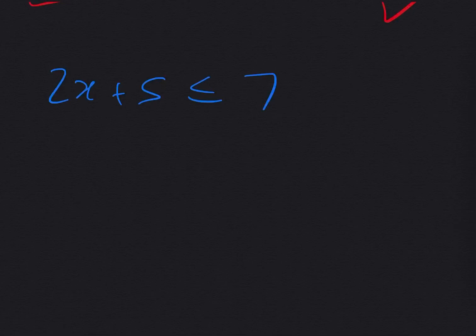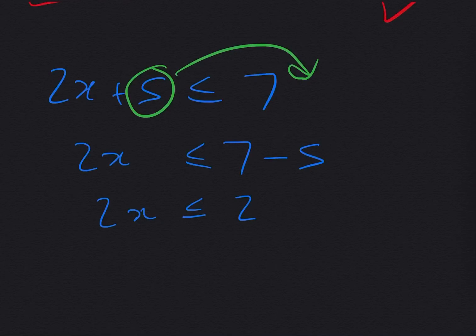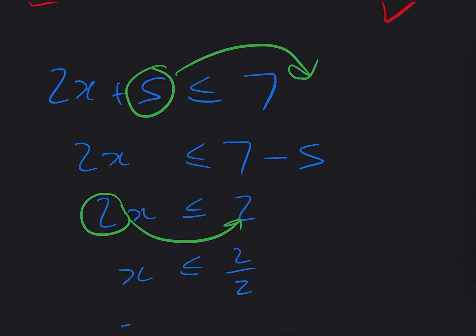Okay, again, we just assume that this is the same as an equation, and we rearrange it in a similar way. So I'm going to bring my 5 across. So I have 2x is equal or less than 7, subtract 5. So 2x is equal or less than 2. And then I can rearrange this by dividing. Okay, so I'm going to bring this across. So I'm going to have x is equal or less than 2 divided by 2. So x is equal or less than 1.